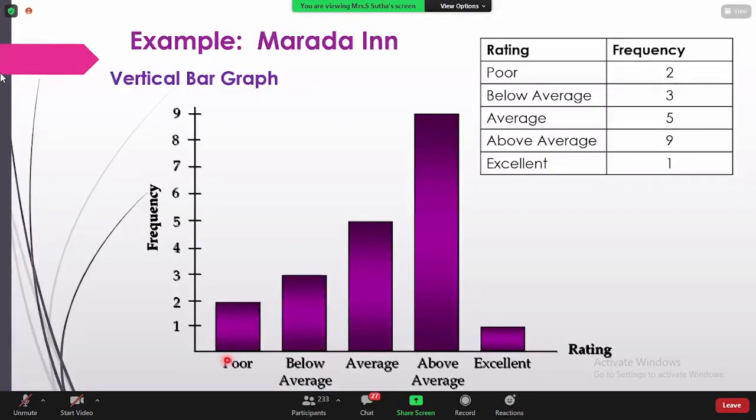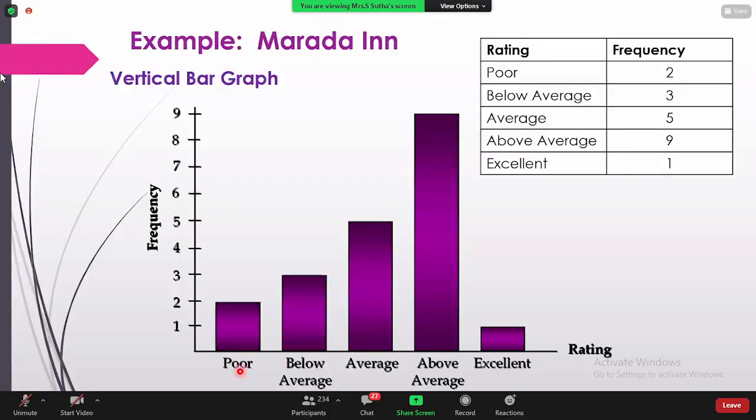Then here poor, this is a bar, right? The length denotes the frequency, that is 2. Then for below average, the frequency is 3. And for average, 5, above average 9. Then again for excellent, 1. So what is the information we have from the frequency table? The same information we can get from this vertical bar chart also.